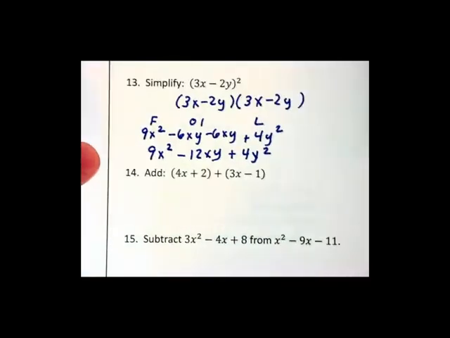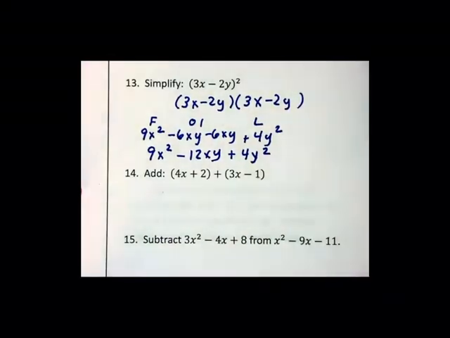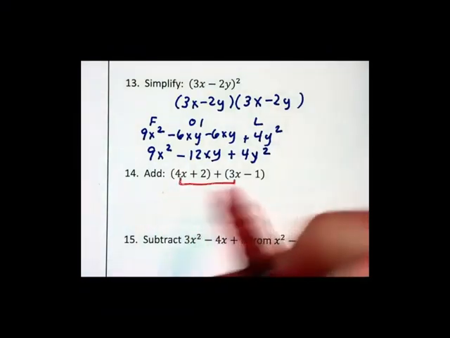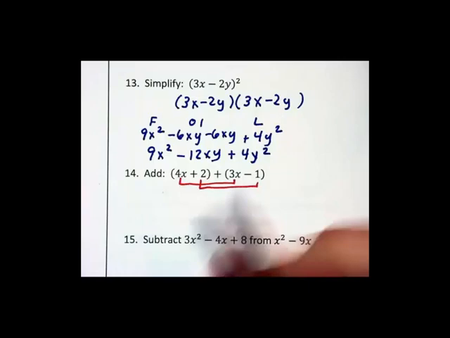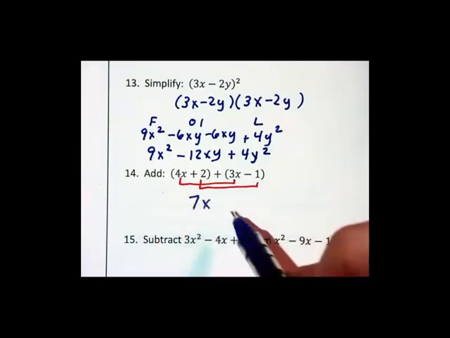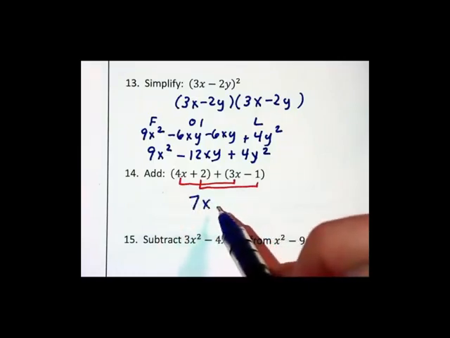The next problem, addition. The parentheses are there only to separate the first binomial from the second, but all we're going to basically do, because there's no numbers in front of these parentheses to distribute in, is combine like terms. 4x plus 3x is 7x, and 2x plus negative 1 makes plus 1.